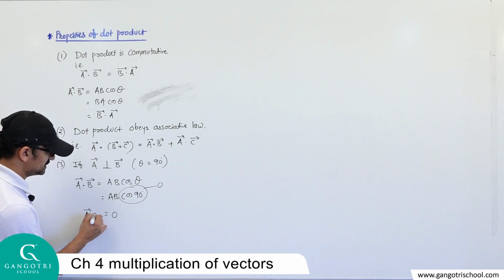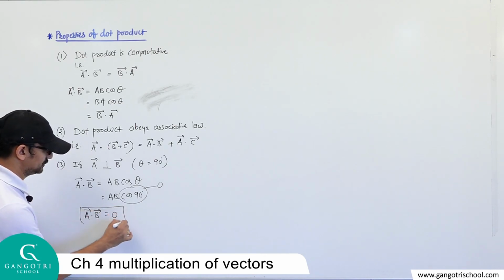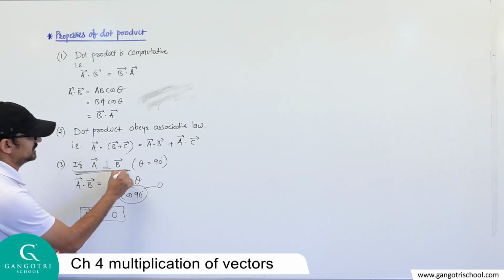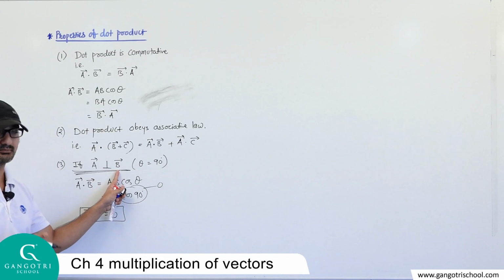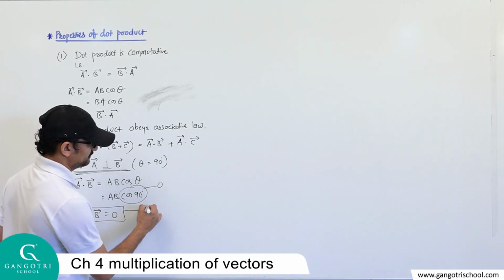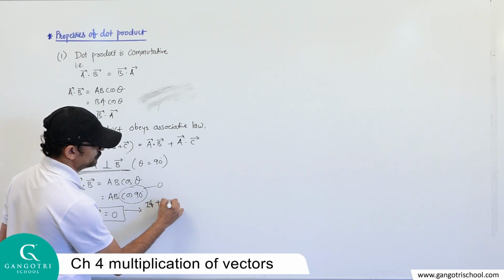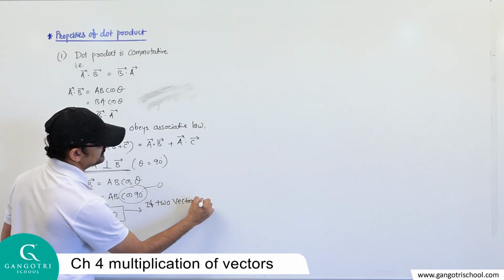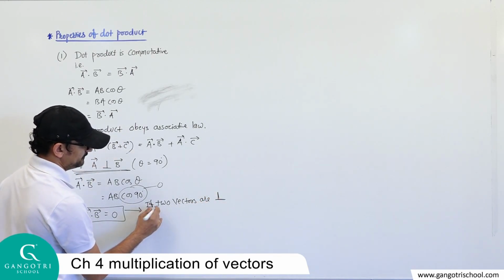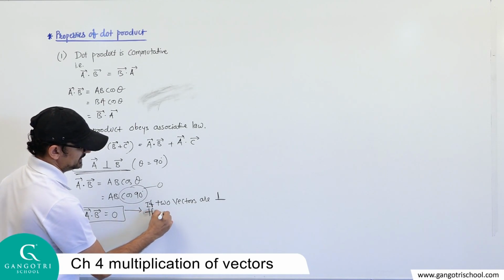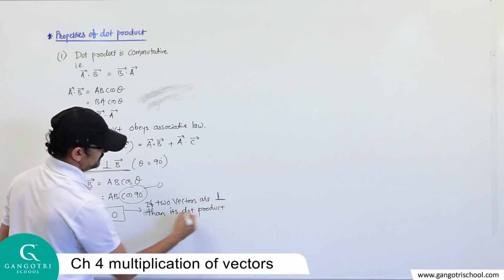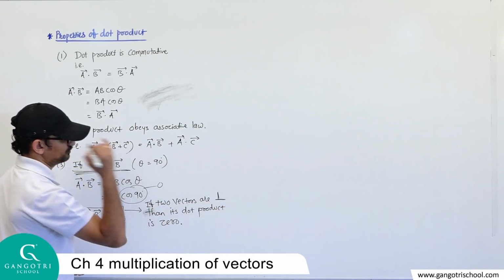So the conclusion is, please remember this conclusion: if two vectors are perpendicular, then their dot product is 0. Remember this.